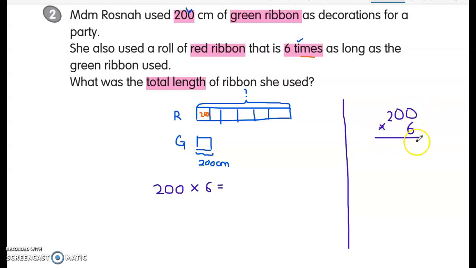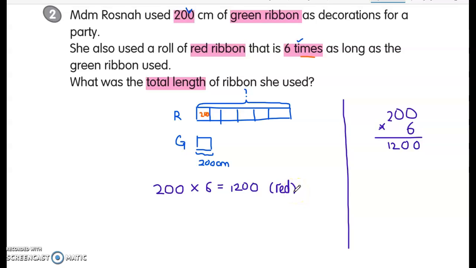So 0 times 6 is 0. 6 times 0 is 0. I hope you still remember. What is 6 times 2? 12. Well done. So the red ribbon is 1200 cm. So now I want you to indicate red here. Alright, we indicate red here so that you know what you are finding in step 1.